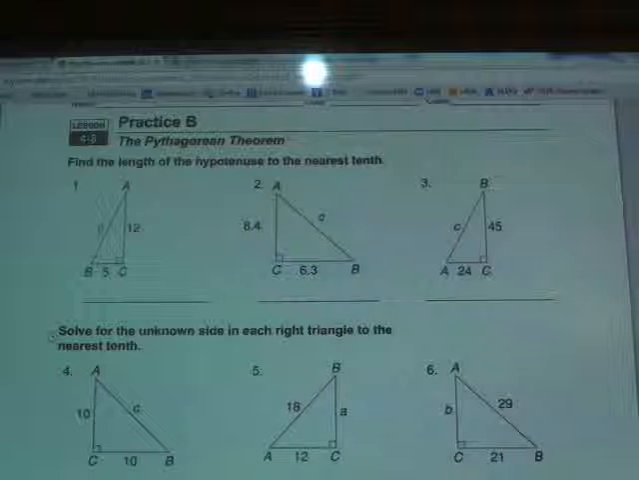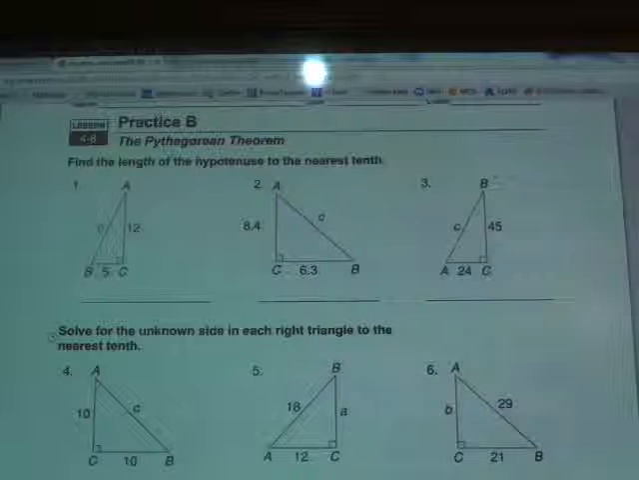In the first three questions, the idea is the same. In all of these questions here, you're finding C, which is the hypotenuse. Remember, what the theorem states is that we can square the length of the legs, and that's equivalent to the length of the hypotenuse squared.